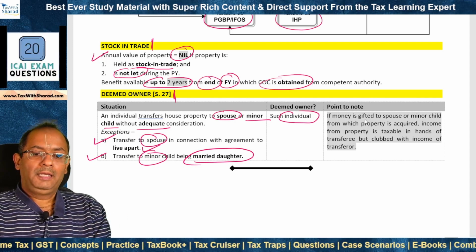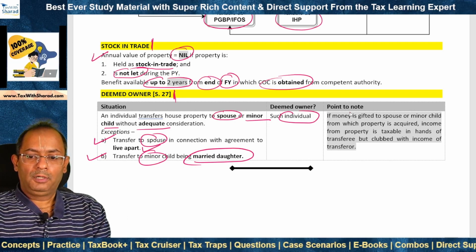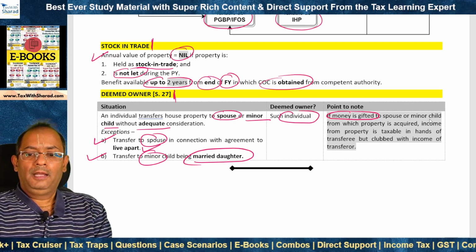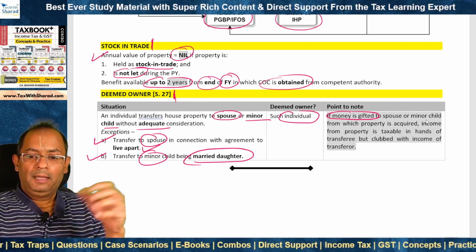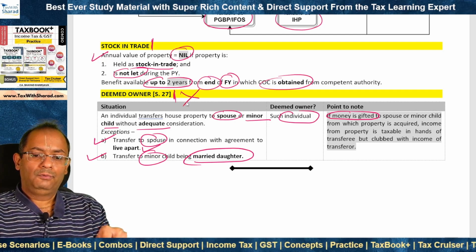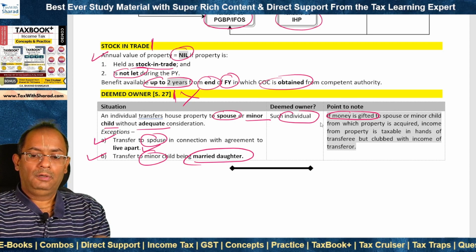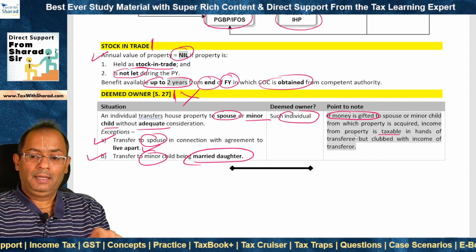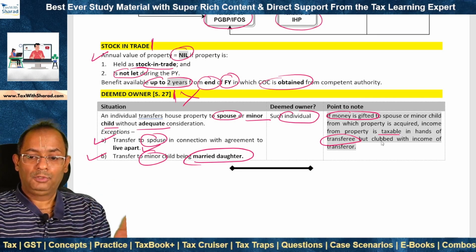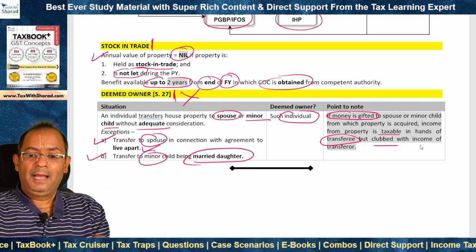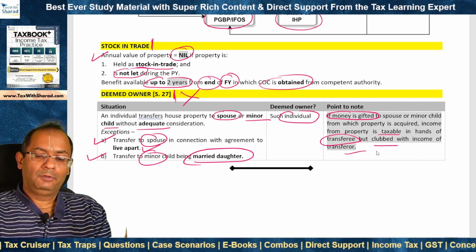Now there may be a case where instead of transfer of house property, money is gifted to the spouse or minor child, and out of that money gifted, they acquire the property. In that case, section 27 won't apply and the individual will not be deemed owner. Rather, the income from house property will be taxable in the hands of the transferee, that is the spouse or the child, but then it will be clubbed back with the income of the transferor as per the provisions of clubbing.